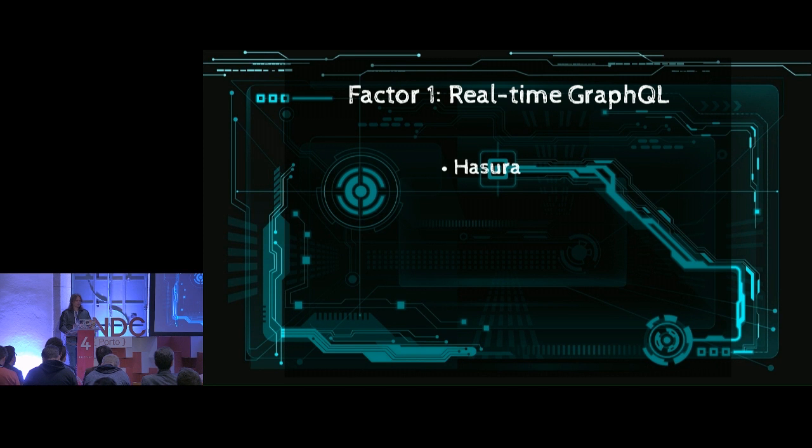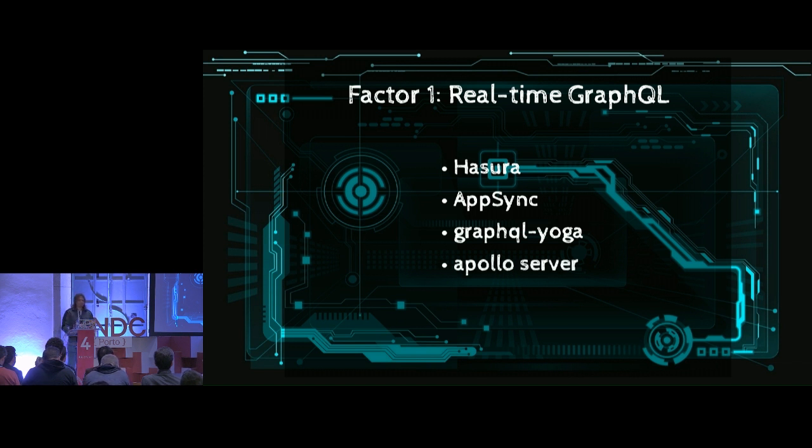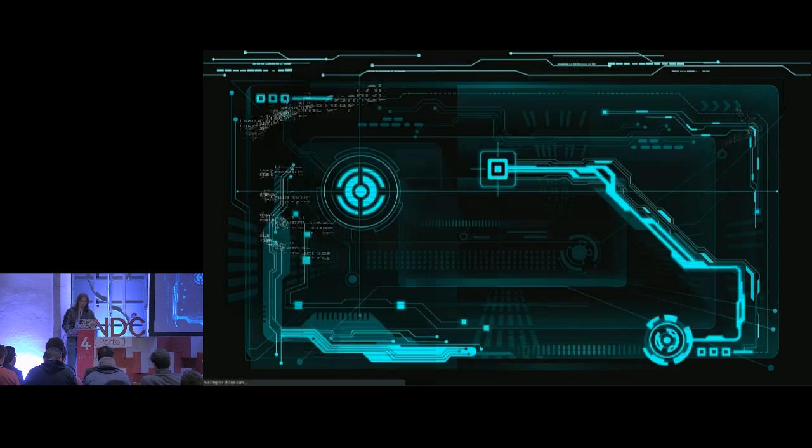So the first factor is real-time GraphQL, and there are a bunch of solutions. One of them is Hasura, or AppSync. You can write your own real-time GraphQL server with GraphQL Yoga, or you can write an Apollo server. These are solutions that give you that in different ways. With GraphQL Yoga and Apollo Server, you need to write things more manually, write your own server, while with Hasura and AppSync it's sort of automatic.